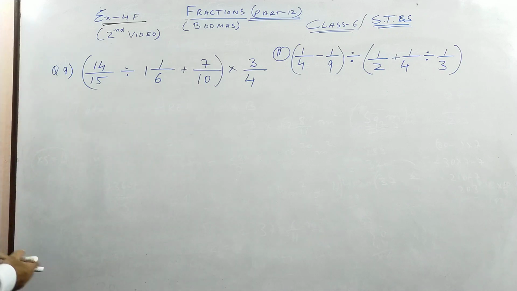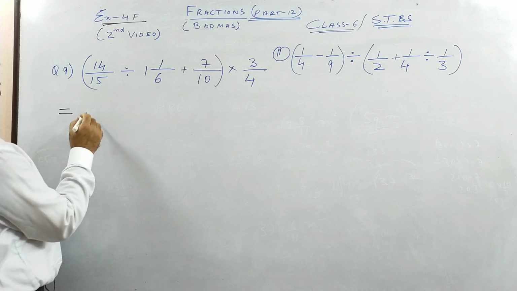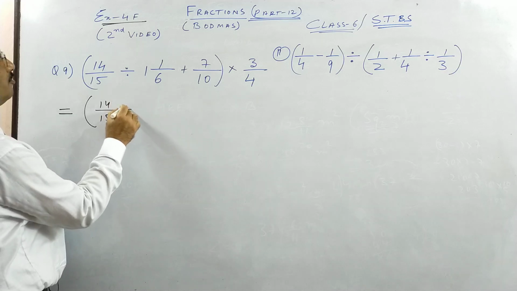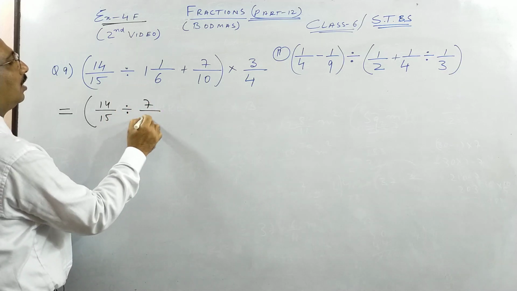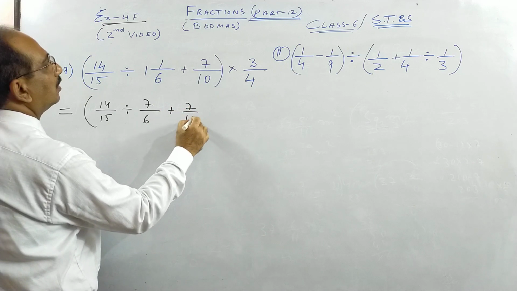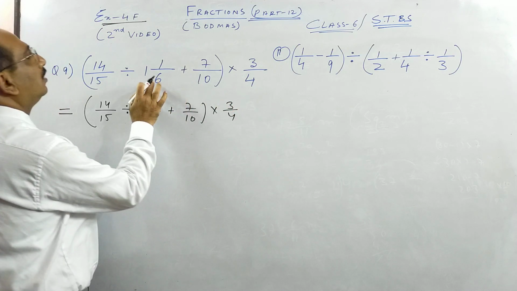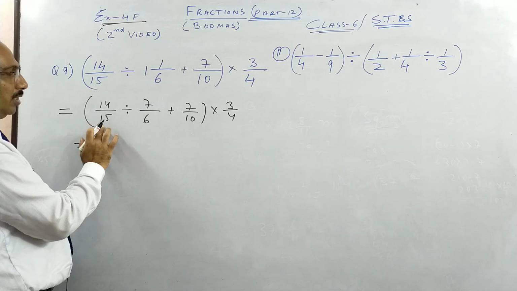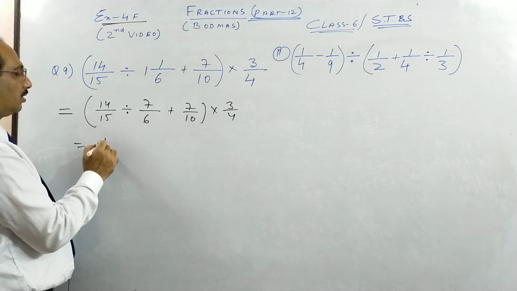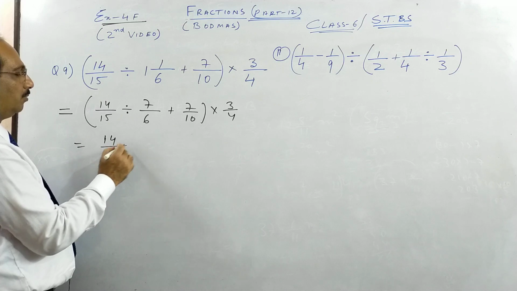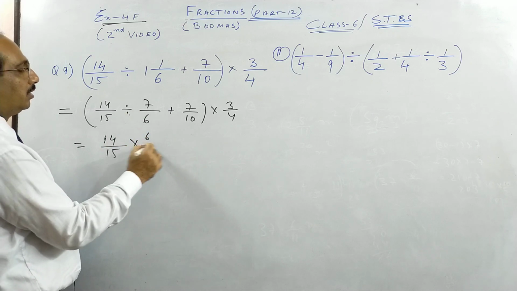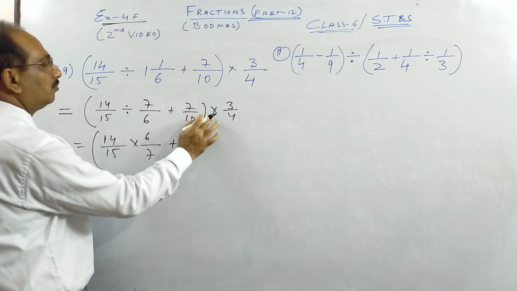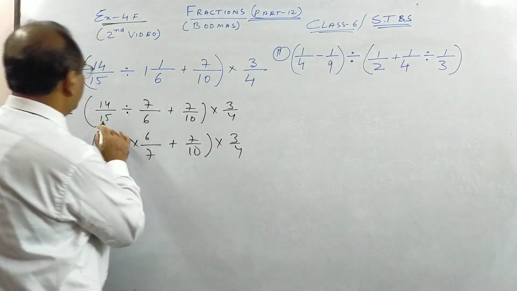So here we have the first sum, question number 9. First step, children, you convert the mixed fraction to an improper fraction. See how we have done: 6 ones are 6 plus 1, 7 by 6. First in BODMAS rule, bracket off is not there, so we do division. When division becomes multiplication, the denominator goes up and the numerator comes down. First of all we don't do addition or multiplication; first of all we do division.